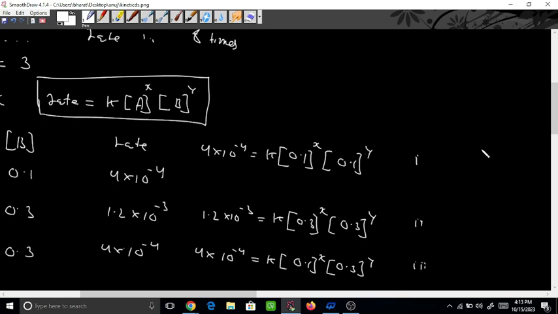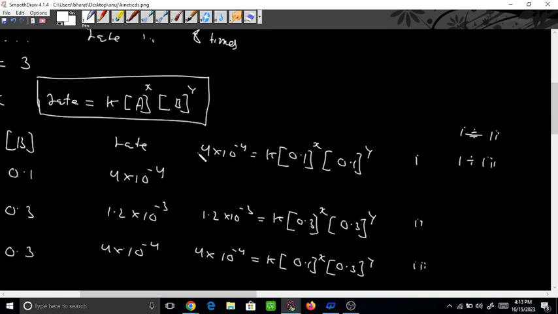If we do 1 divided by 2, or 1 divided by 3, whatever we do, this k will get cancelled out anyway. But we have to choose in such a manner that one of these two terms will get cancelled out. If we take the first and the third one, 0.1 to the power x gets cancelled out.